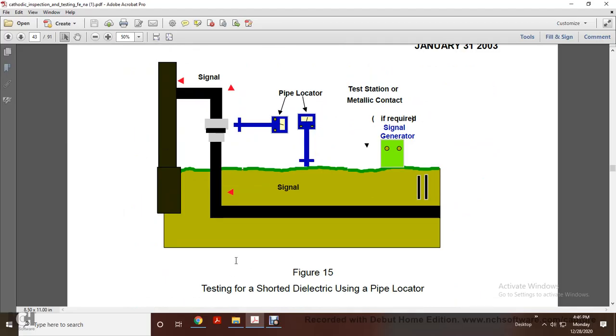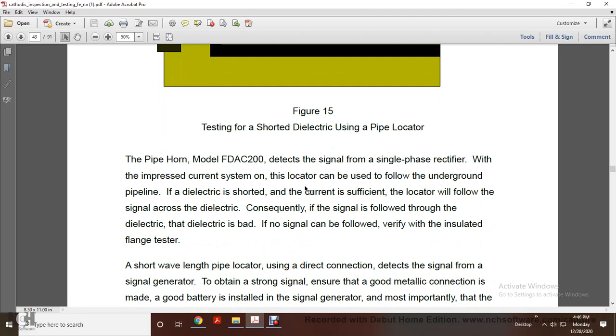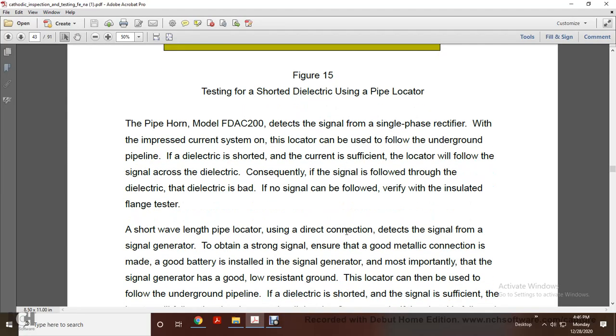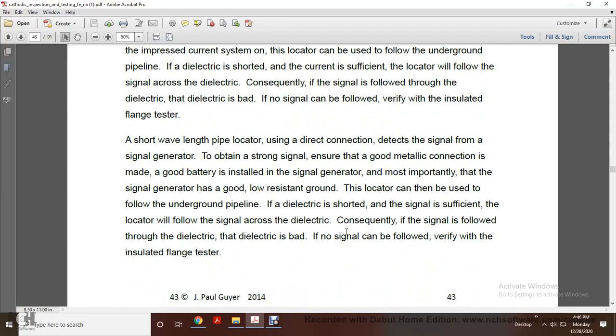Figure 15 shows testing a shorted dielectric using a pipe locator signal and, if required, a signal generated by a testing set. Calibrate the pipe locator signal. The pipe horn model FDA AC 200 detects the single phase rectified signal from the impressed current system, locating and following the underground pipeline. With an electrical short and sufficient current, the locator will follow the signal across the dielectric. Consequently, if the signal is followed through the dielectric, the dielectric is bad. If there is no signal to follow, verify with the insulated flange tester.